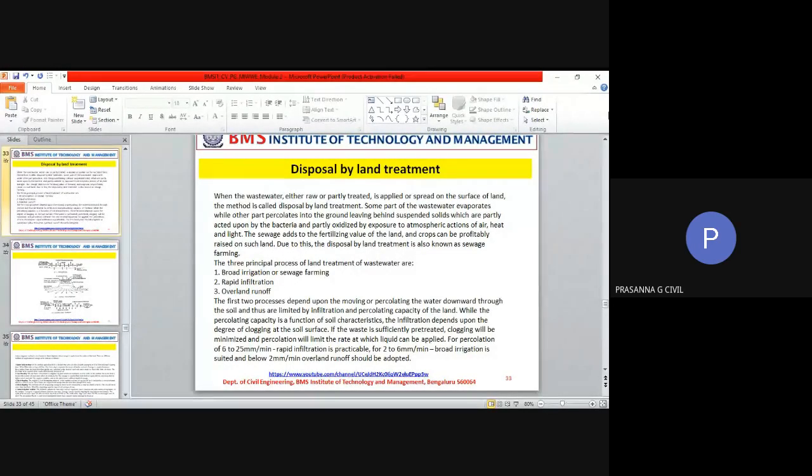So that's why everywhere you see raw or treated wastewater. Some people do tend to use the raw sewage also. So it can be disposed of on land, where it is basically used for 3 broad purposes. They call it broad irrigation or sewage farming, rapid infiltration, or overland runoff.